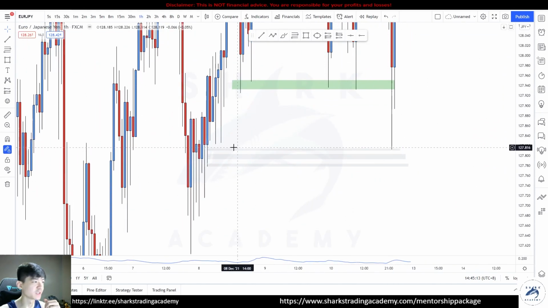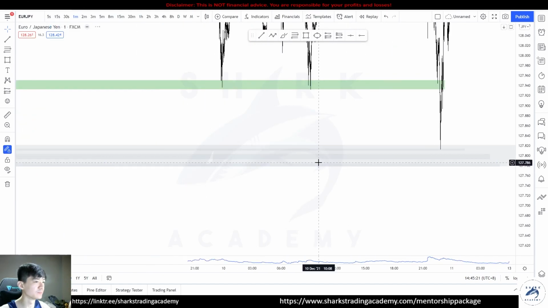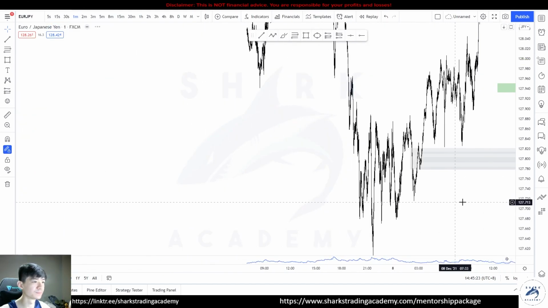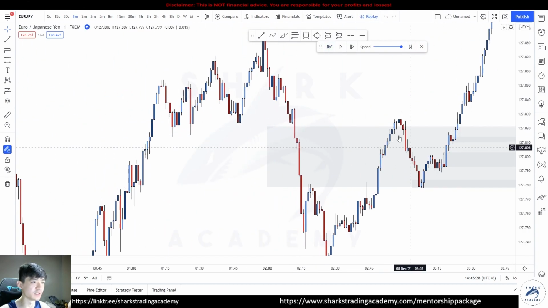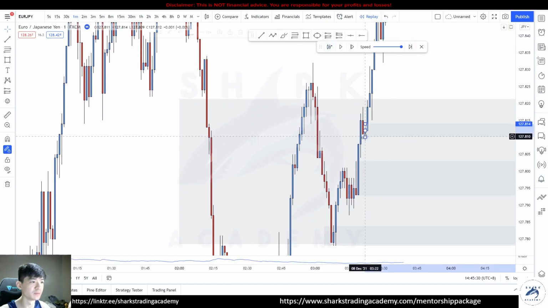So you can see many of these tiny gray areas inside of this wick are actually demand zones on the lower time frame. So let's just go and look for it. Okay, look at this. And let's use the replay button. Where the prices bounce from, you can see this is a 1 minute demand area.